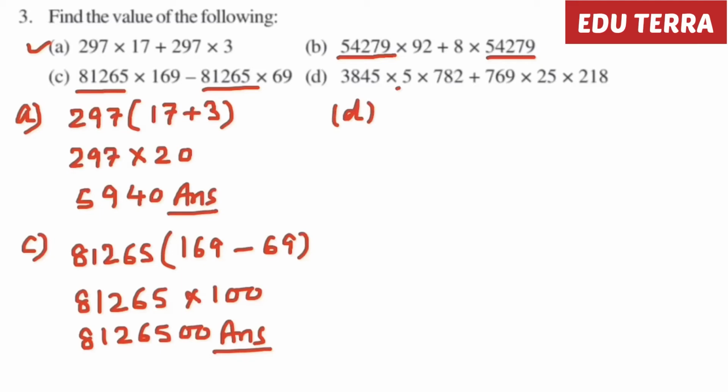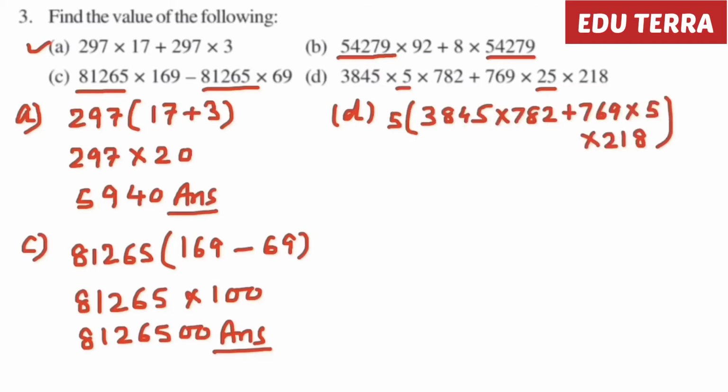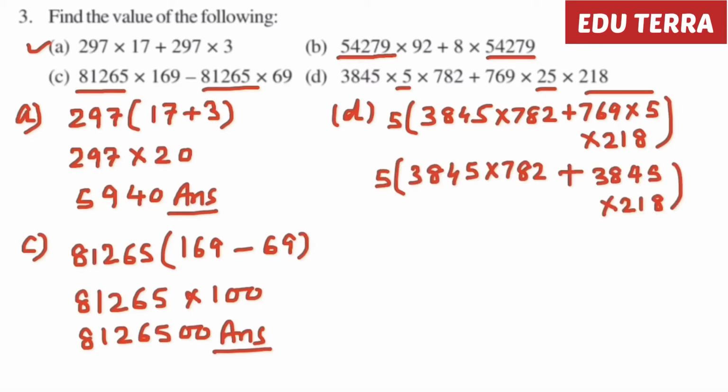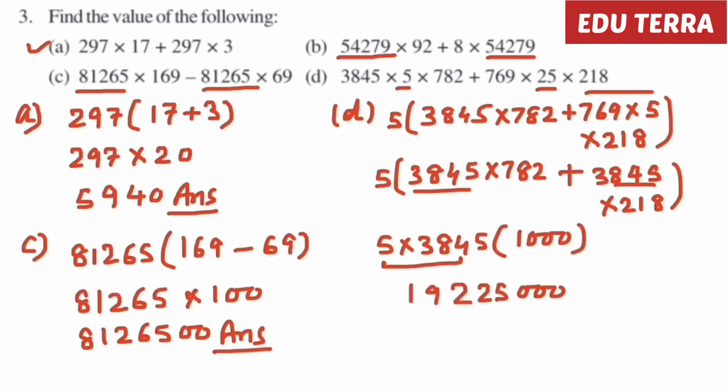Here we can see we can take 5 as a common. So take 5 as a common. After that we will multiply, because here we have 3845 3000. So when you multiply 769 into 5, it will come 3845. Okay. Now you can see this time this number is common. So if you know the solution, directly you can multiply and directly you can take as a common. So 5 into 3845. So see, this is our answer.